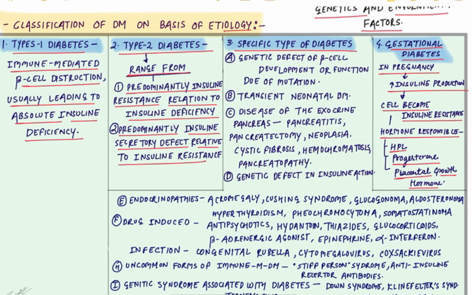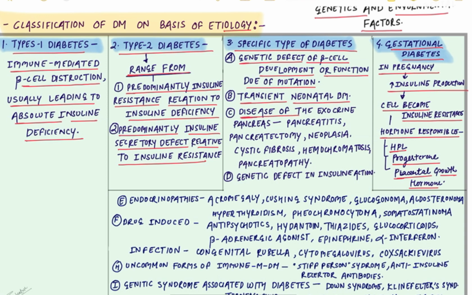Third is specific types of diabetes. Number 1 is genetic defect of beta cell development or function due to mutation. Transient neonatal diabetes mellitus appears within the first few weeks of life, but it is transient.